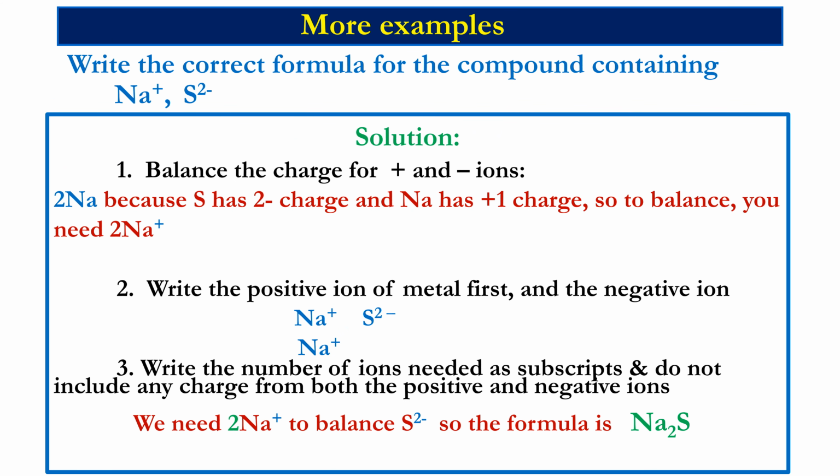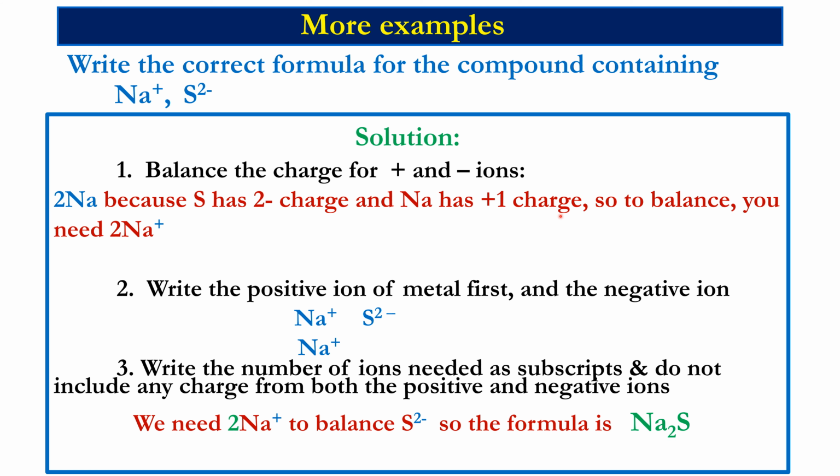Let's look at more examples. If you are asked to write the correct formula for the compound that contains Na plus and S2 minus, first you balance the charge for positive and negative ions. So we have Na plus and we have S2 minus. So we need 2 positive to balance 2 negative. So 2 Na because S has 2 negative charge and sodium has +1 charge.